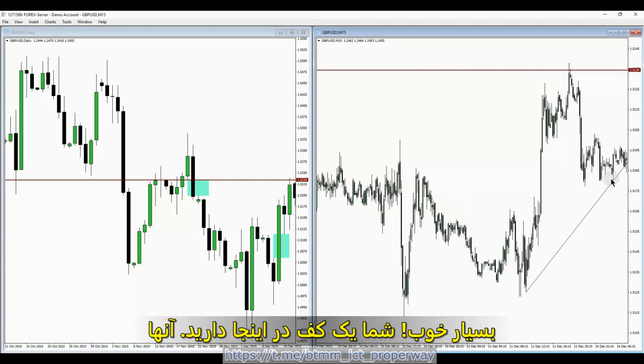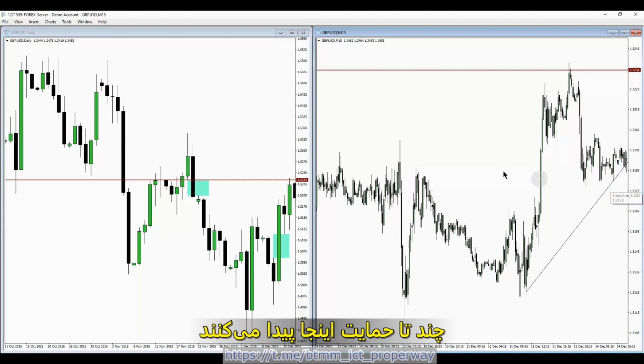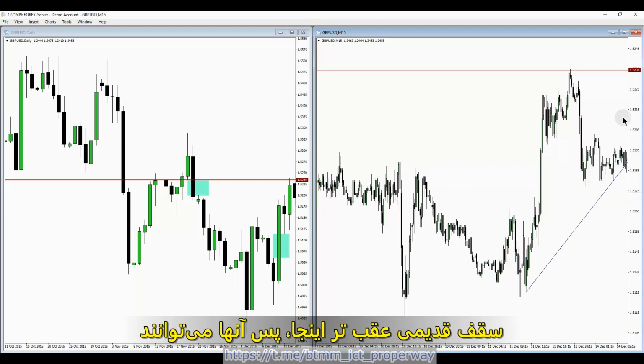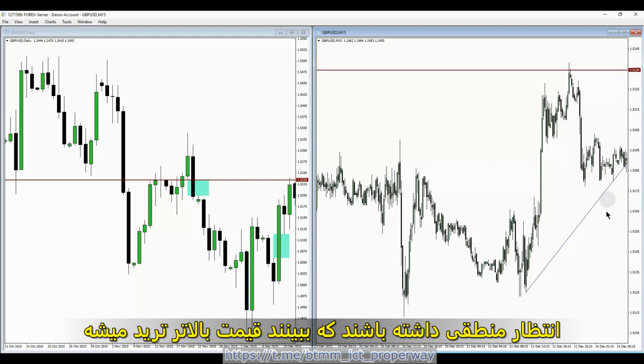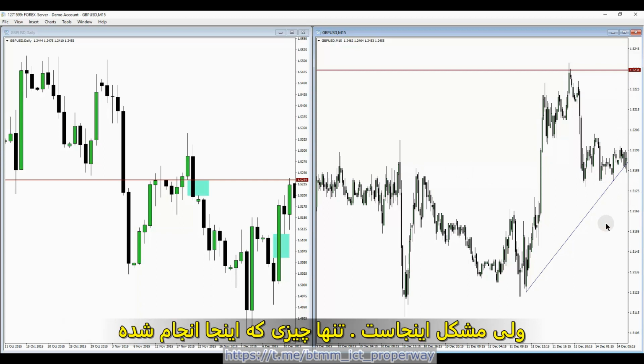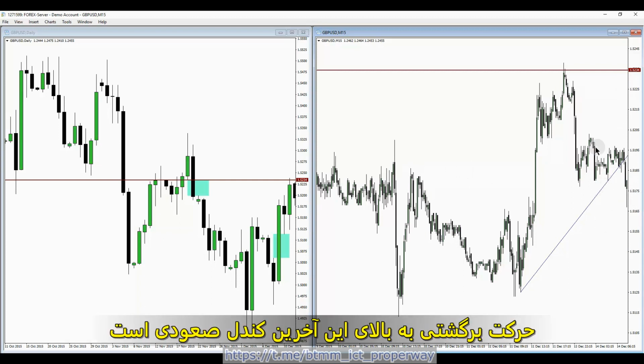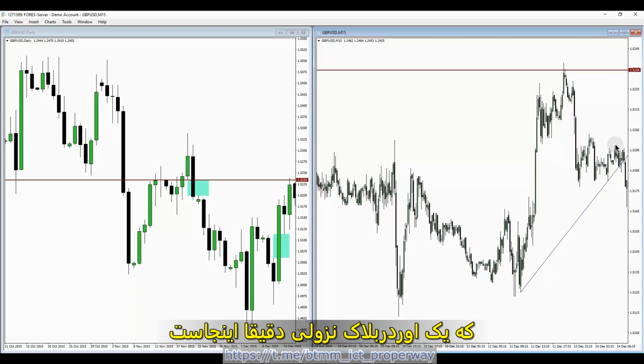Okay, you have a low here. They're finding some support here, old high back here. So they could reasonably expect to see this trade higher. Problem is the only thing it's done is move back up into the last up candle here, which is a bearish order block right there.